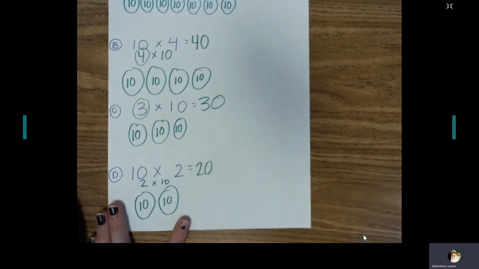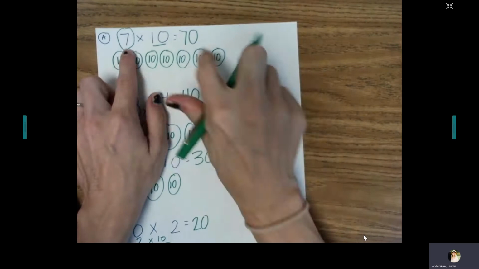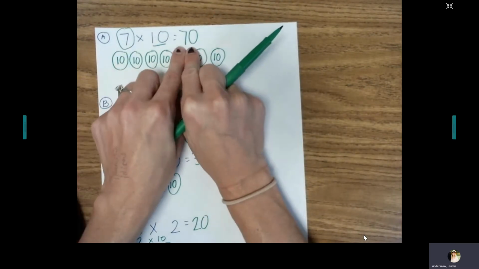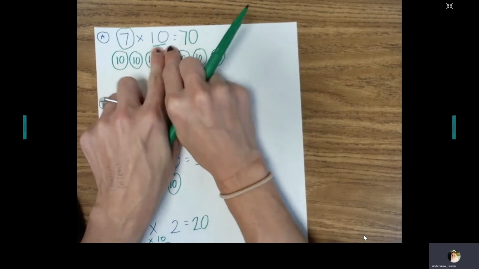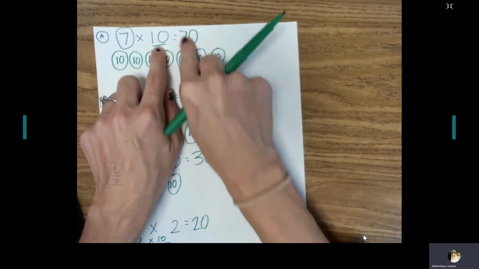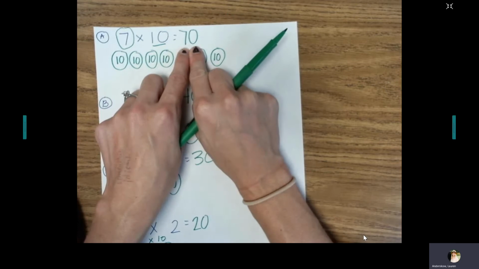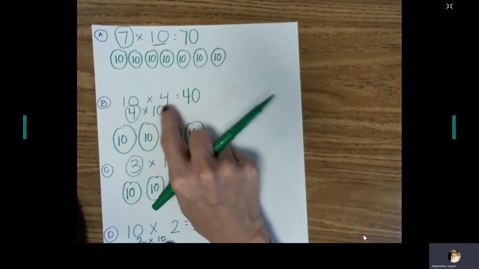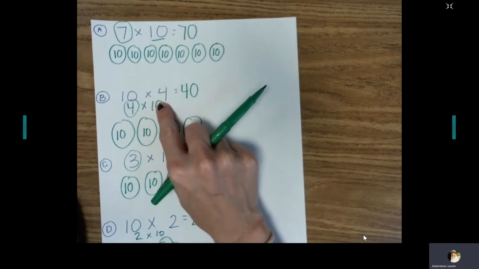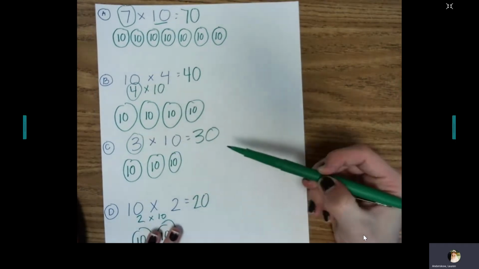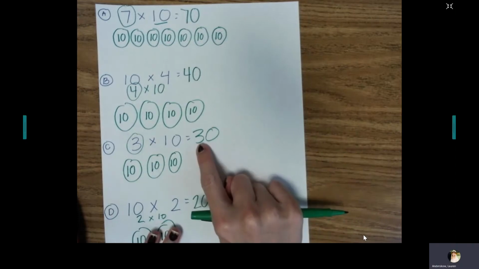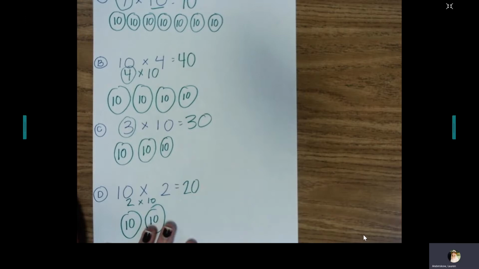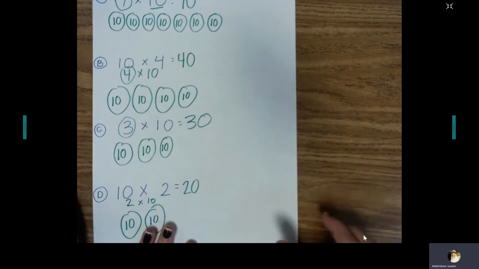Okay, so a couple of you are probably noticing already that when you multiply by 10, the digit you're multiplying it with is a part of your answer. It's just that many 10s. So 7 times 10 is the same thing as counting 7 different 10 sticks, which we know as 70. So notice 10 times 4 is going to have this 4 in the answer. It's 4 groups of 10s or 4 10 sticks. Same thing with 3 times 10. It is 30. You see that 3 represented in the answer. And 10 times 2 was 20. Okay, so that is a little trick to help you.